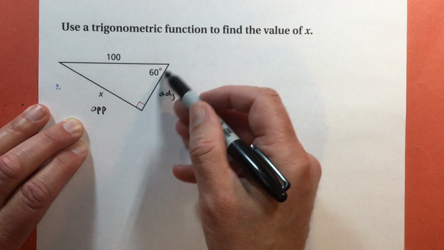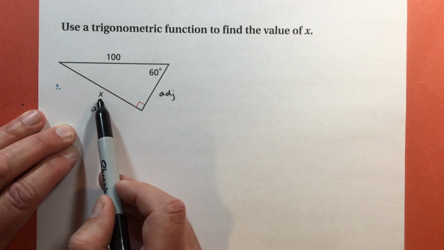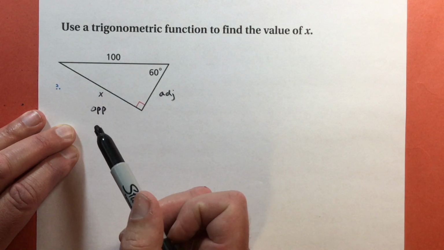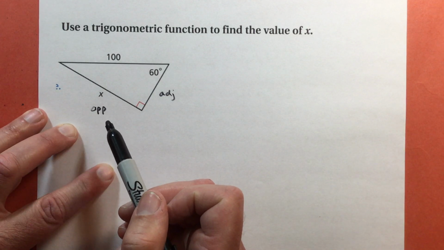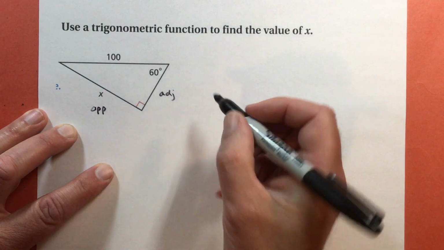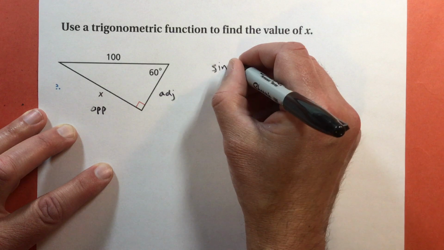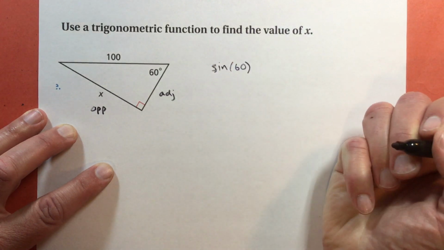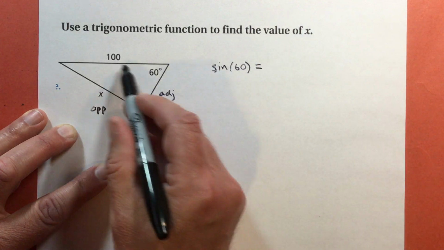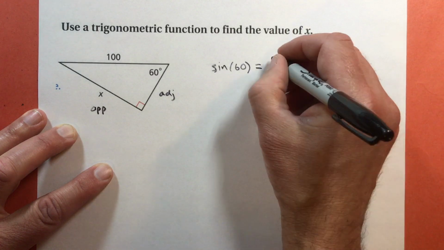It's not asking me to find the adjacent leg. That'd be the next step. But I'm actually trying to figure out what the opposite is. What did they give me? They gave me the hypotenuse. So which trig function uses opposite and hypotenuse? That's sine. So I want the sine of 60 degrees. And the sine of 60 degrees equals, in this triangle, opposite over hypotenuse, x over 100.